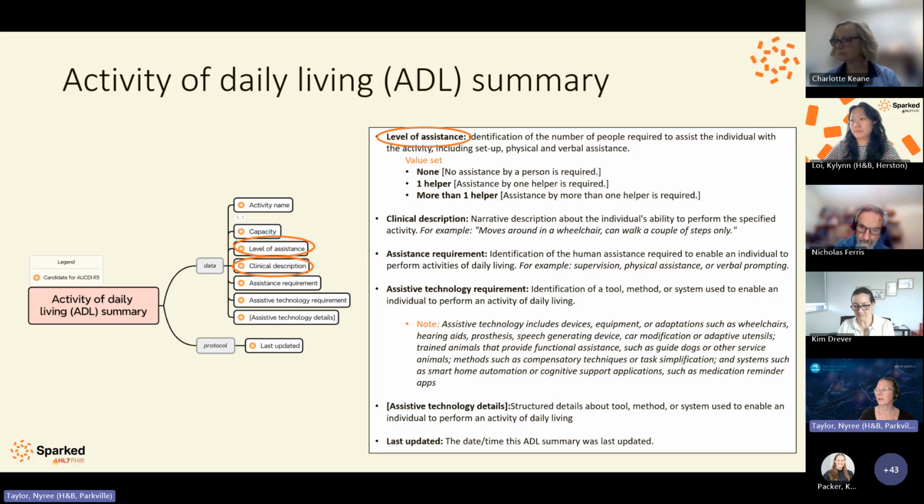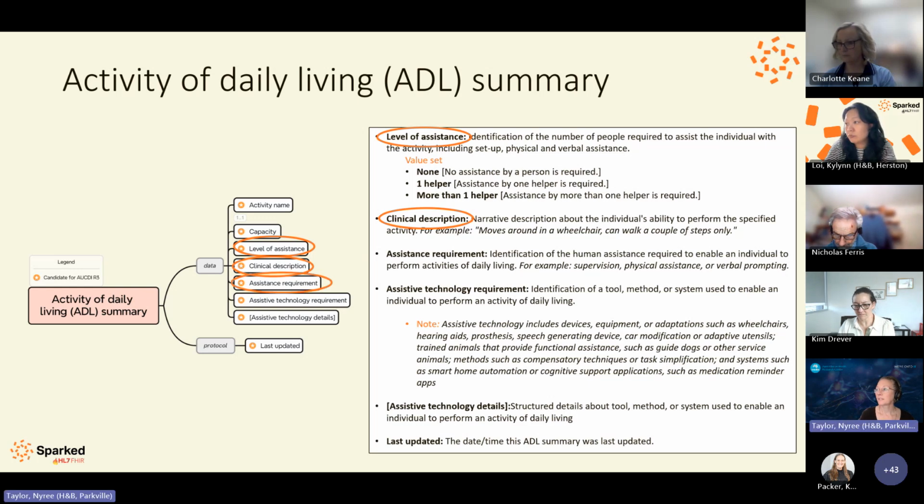Then we've got a data element for a clinical description where we're able to put in additional qualifiers around the way the individual moves. It's a narrative description around the individual's ability to perform the specific activity, so that they move around in a wheelchair, for example, or can they only walk a couple of steps or to the letterbox and back again.